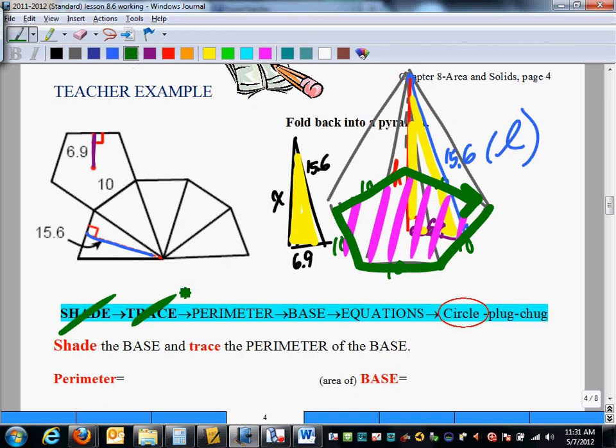Shade, trace. What are the next 2 steps? Perimeter. Perimeter what? Base. It rhymes. Shade, trace, perimeter, base. Okay? So now we find the perimeter. P equals. You've got 15 seconds to find it. Do not say your answer out loud. I will call on someone in 15 seconds. Find the P there.